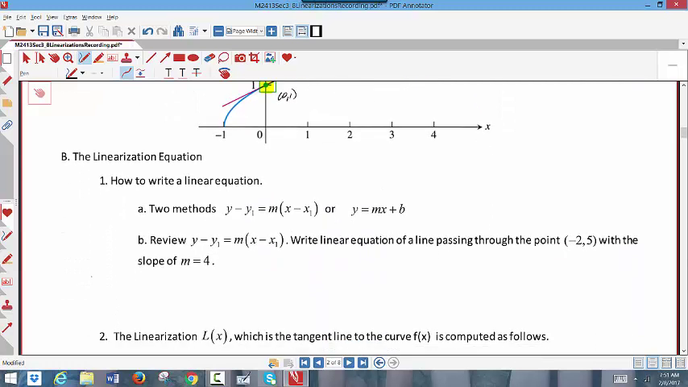So how do we come up with this linearization equation, which is just an equation of a straight line? We had this old method called the point slope formula.